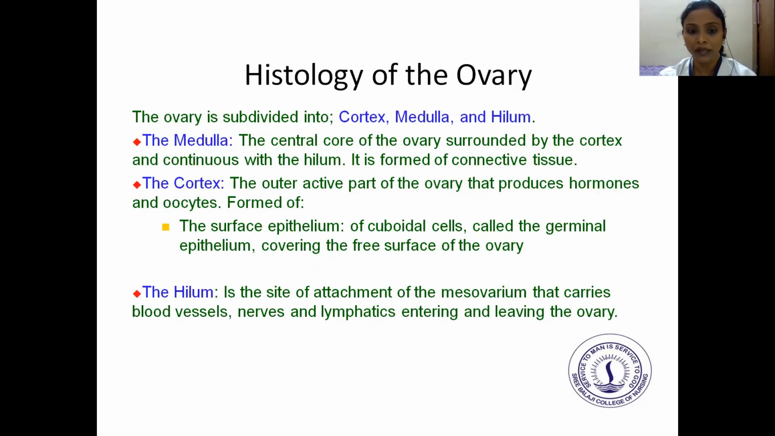Next is the histology of the ovary. The ovary is subdivided into cortex, medulla, and hilum. What is medulla? Medulla is a central core of the ovary surrounded by the cortex and continues with the hilum. It is formed of connective tissue. Next is the cortex, the outer active part of the ovary that produces hormones and oocytes. It is formed of surface epithelium, cuboidal cells, germinal epithelium covering the free surface of the ovary. Next is the hilum. It is the site of attachment of the mesovarium that carries blood vessels, nerves, lymphatics entering and leaving the ovary. So this is the ovary divided into medulla, cortex, and hilum.